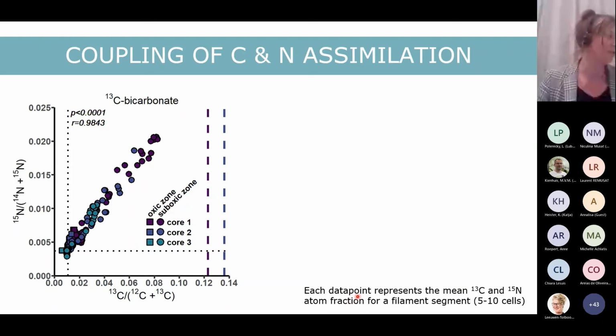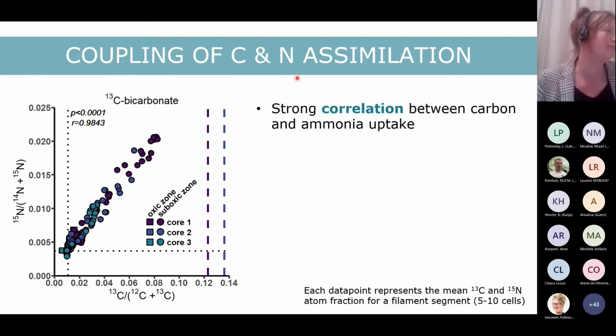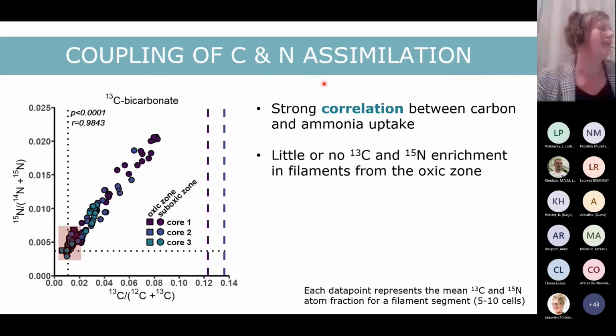Each data point represents the mean 13C and 15N atom fraction for a filament segment, which is usually between 5 to 10 cells, although from some filaments we took multiple measurements along the filament, so this could be some more cells. What we could conclude from this data already was that there was a strong correlation between carbon and ammonia uptake. And you see here, all the squares grouped together at around the natural ratio, so there was little or no 13C and 15N enrichment in filaments or cells from the oxic zone.